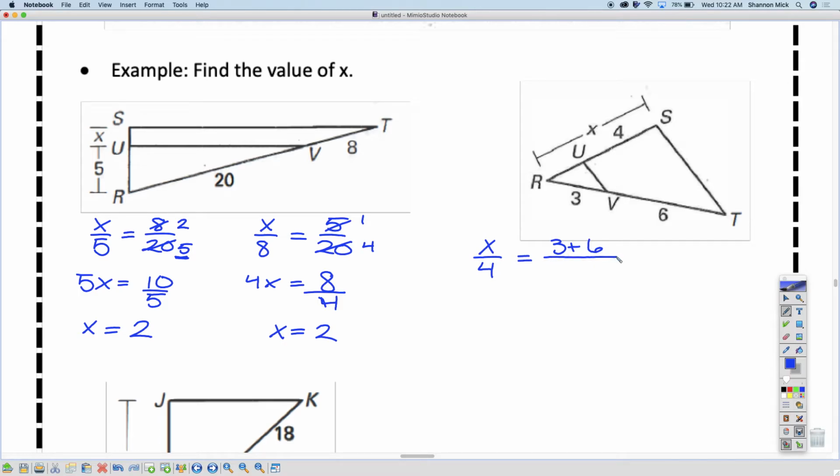I'm confused. We will, but I'm showing you that it's 3 plus. Now everybody look at the picture again. X is that whole side RS, isn't it? The whole side. So what corresponds to RS? It would be RT, which would be the whole thing, wouldn't it? Which would be 3 plus 6. What corresponds to 4? 6. So 6 goes here.